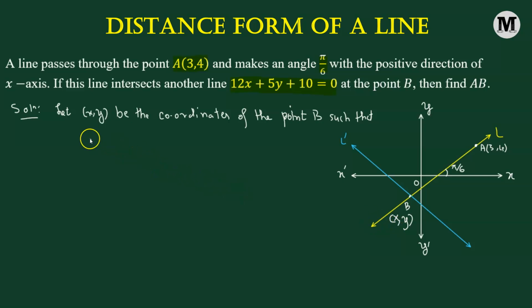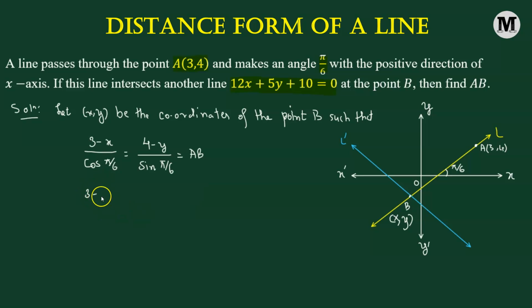So that means the distance form of the line is going to become the difference of the x coordinates. So we have 3 minus x divided by cosine of the angle that the line L makes with the x-axis, so that's pi over 6. So we have cosine of pi over 6. This is going to be equal to the difference of the y coordinate, so that's going to be 4 minus y, divided by sine of the angle that the line L makes with the x-axis, so that's also pi over 6. And this is going to be equal to AB. So AB is the length that we need to obtain here.